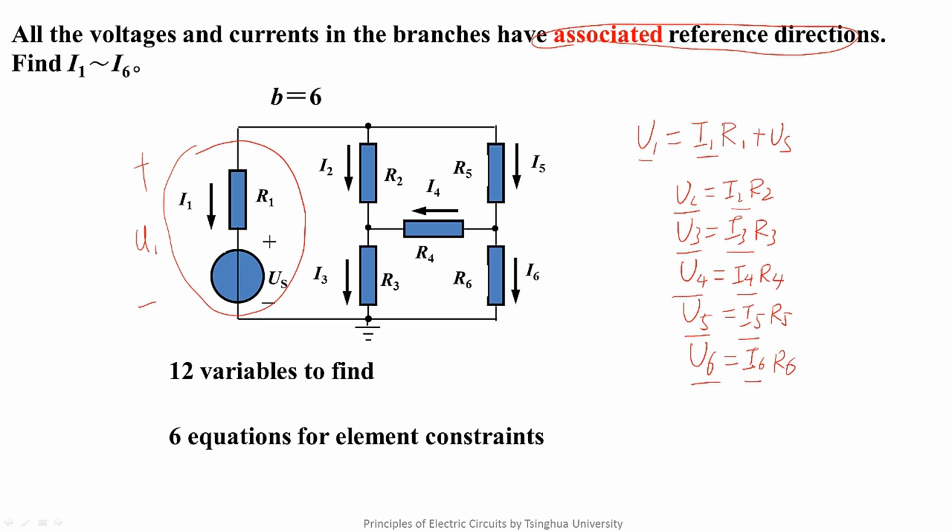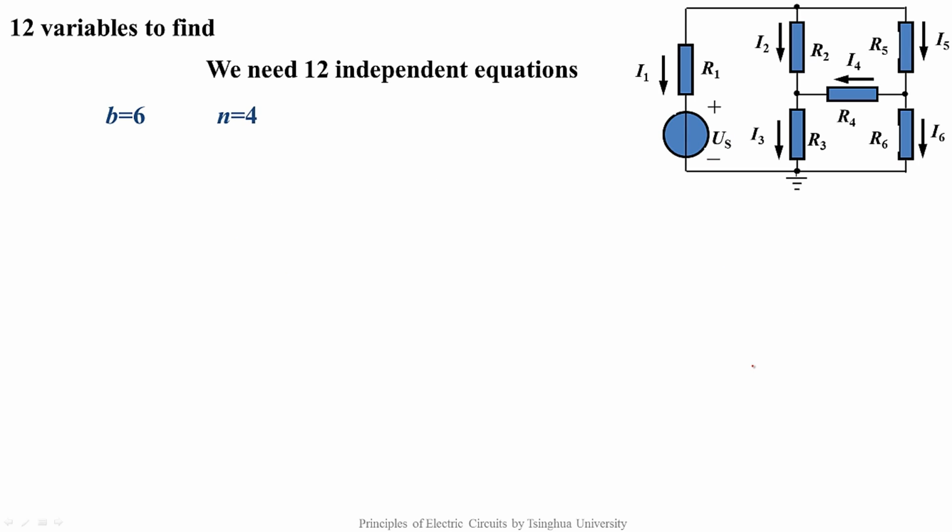Now we get 6 independent equations with 12 variables. We need 6 other independent equations to find these 12 variables. So we need the topological constraints. We need to consider the number of branches and nodes. The topological constraints are KCL and KVL. For this problem, it has 4 nodes. We can write node current equations respectively.